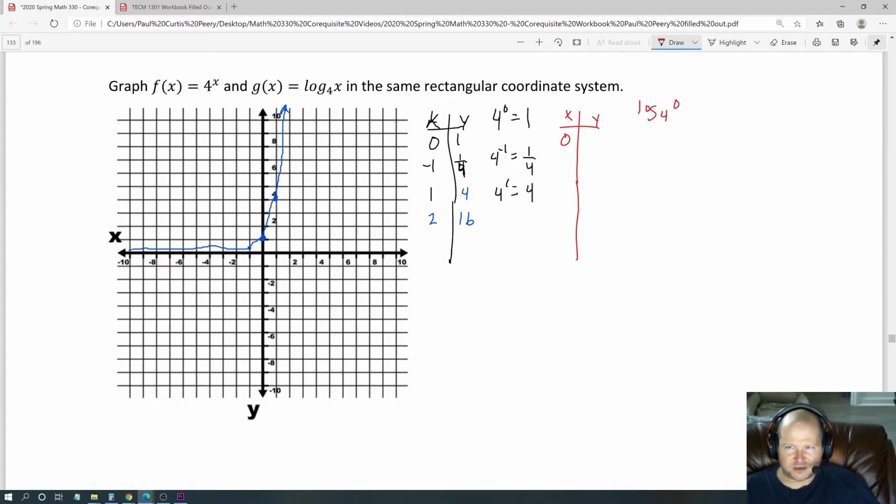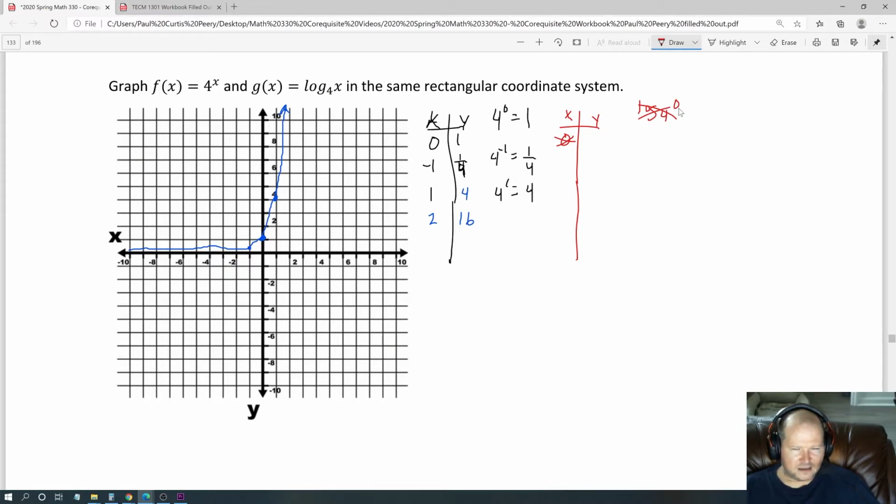And that doesn't work. There's no power we can raise 4 to that will give you a 0. So this is not going to work. That's okay, but that basically shows you that there's going to be a vertical asymptote at 0. That's where it gets infinitely close but not quite. So that wasn't a bad thing to find out.